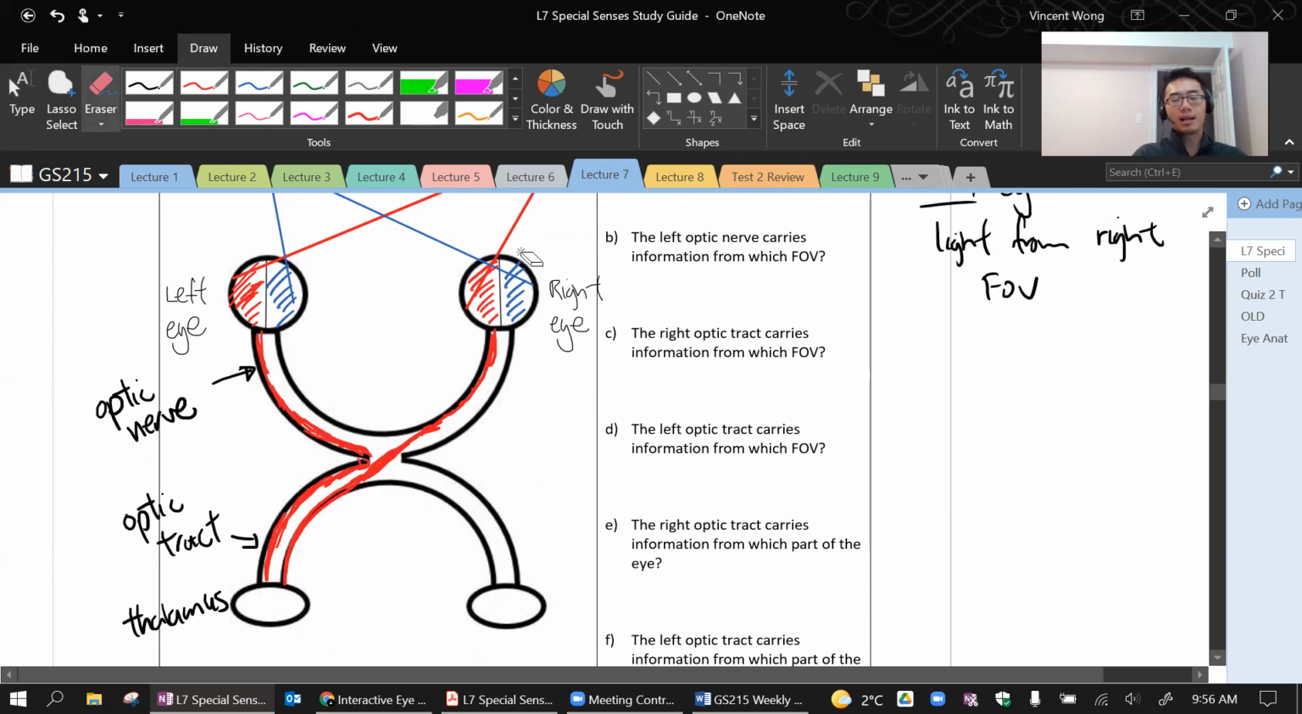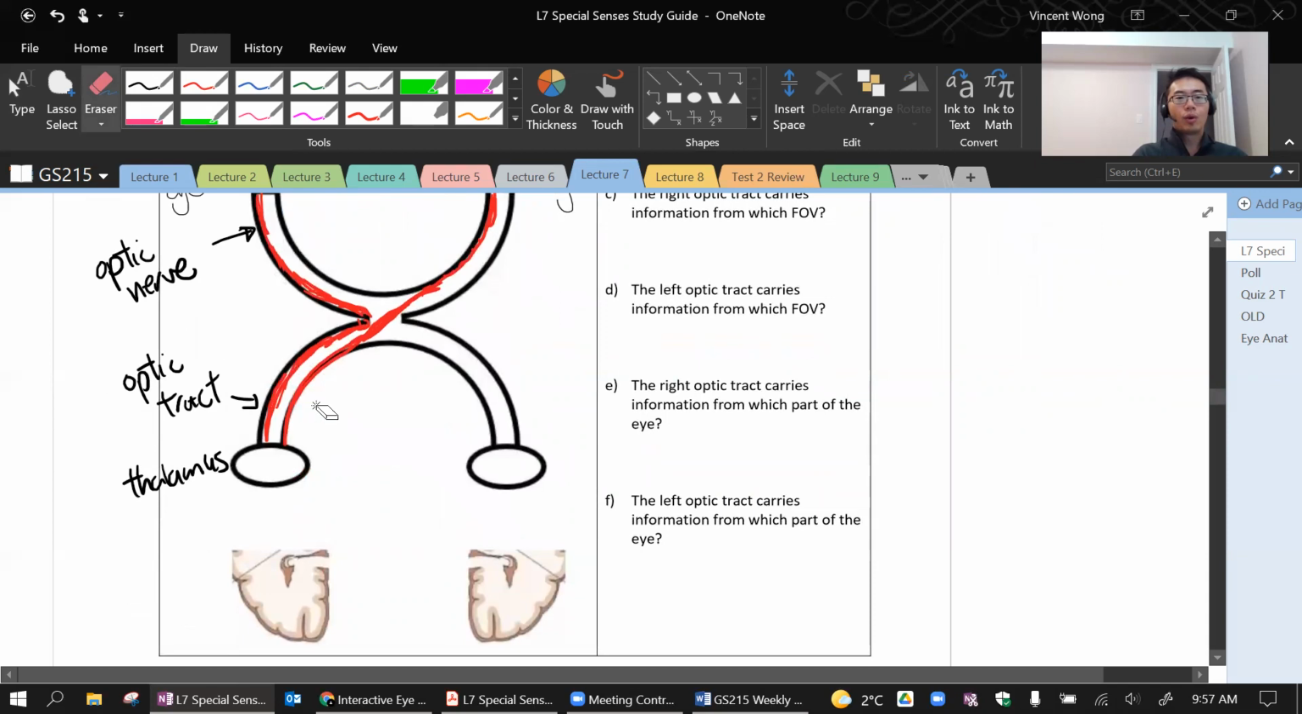Whereas on the right eyeball, information from the right field of view will cross the midline. Together, the right field information will go to the thalamus, and then it will go to your left occipital lobe.